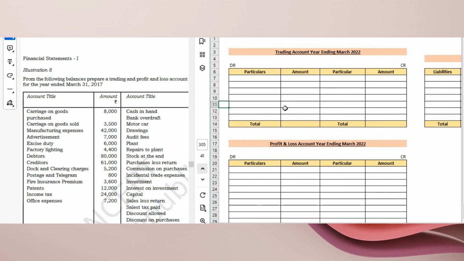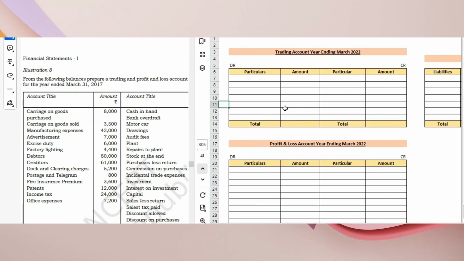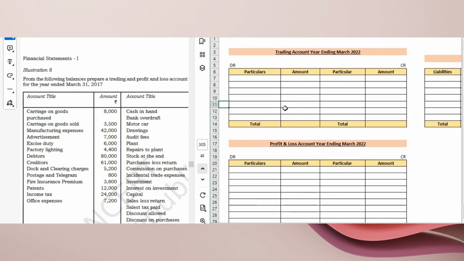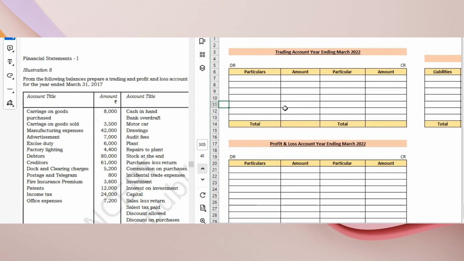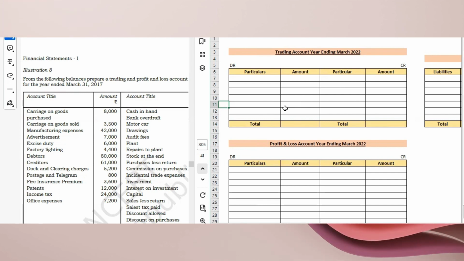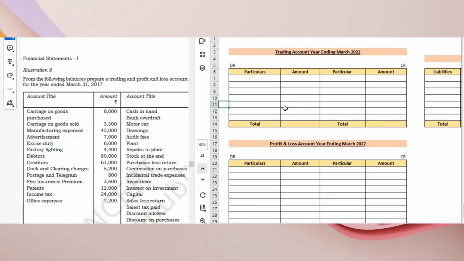Why? Because the trading account is an account where all your direct expenses, direct labor, and direct purchases will come. All the expenses, opening stock, closing stock, all these line items will come under the trading account, because operating expenses will not come into the picture here. For example, if you are a manufacturer of chalk, chalk requires some cement or chalk powder. That is a direct raw material that you'll be purchasing, so that expense will be incorporated in the trading account.